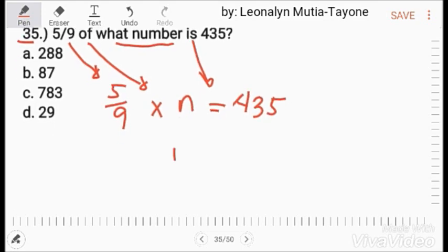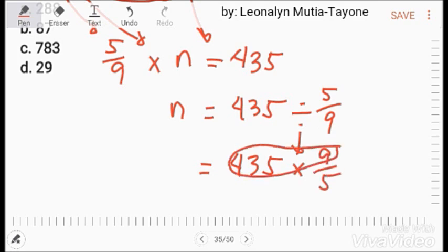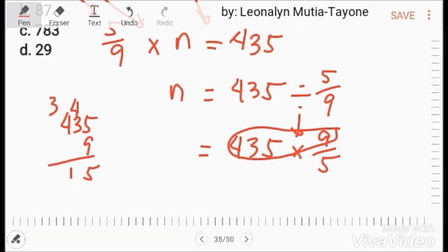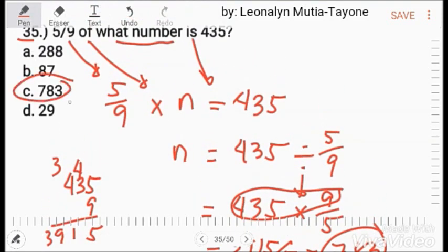Mag-transpose tayo. N equals 435 at i-divide natin dito sa kabila 5 over 9. So, 435 times kasi ang division maging multiplication at 9 over 5. Yan, i-multiply natin. 3,915 divided by 5, and that is 783. So, the answer is letter C.